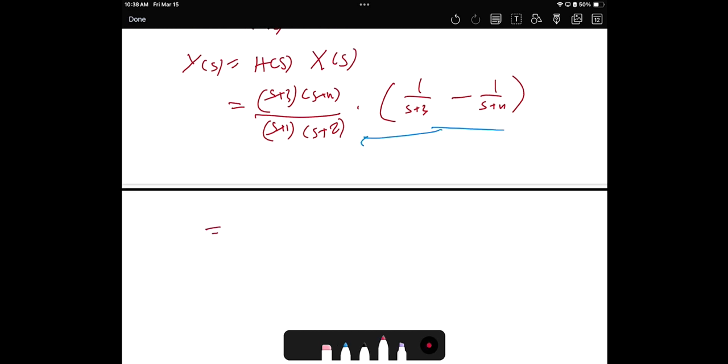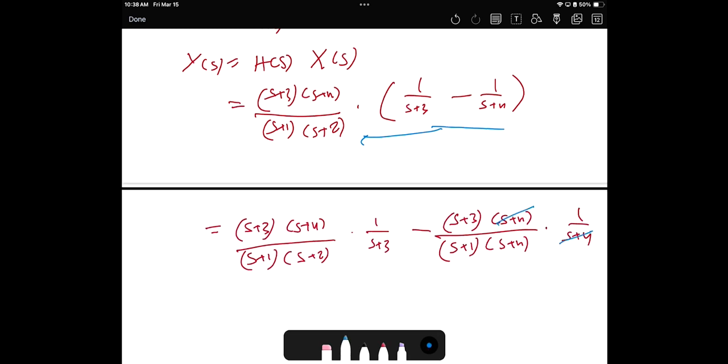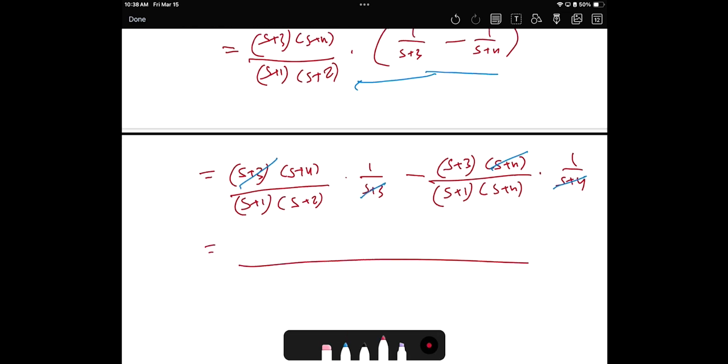So it will be (s plus 2) times (s plus 4) over (s plus 1) times (s plus 2), times 1 over (s plus 3) minus (s plus 3), (s plus 4) divided by (s plus 1) minus (s plus 4), all of it by the product (s plus 4). So you will see that s plus 4 cancel each other, s plus 3 cancel each other. Then the denominators are the same for both, right? So it will be the same denominator, (s plus 1) times (s plus 2). Then here we have s plus 4 minus (s plus 3).